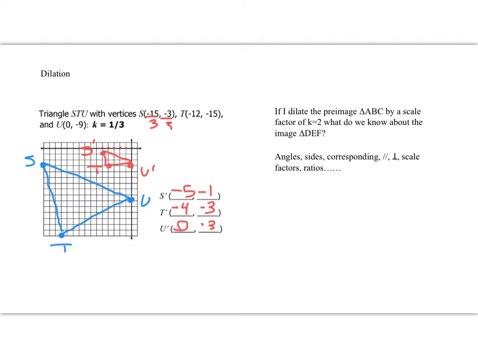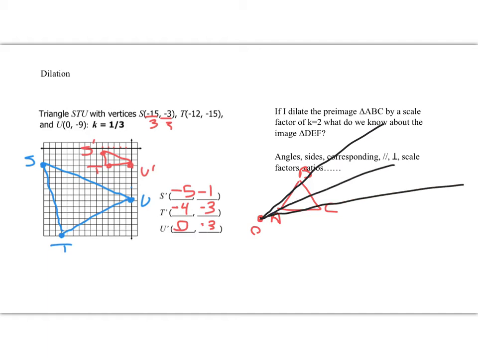Next thing, if I dilate the preimage ABC by a scale factor of 2, so let's say I have A, B, and C, and I do a scale factor of 2, and let's go from the origin. Remember when we did this, you would do your lines through here and then figure out what the scale factor of 2 is. So this would be B prime, this would be A prime, and this would be C prime.